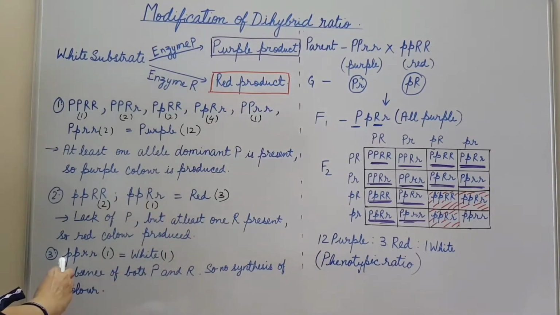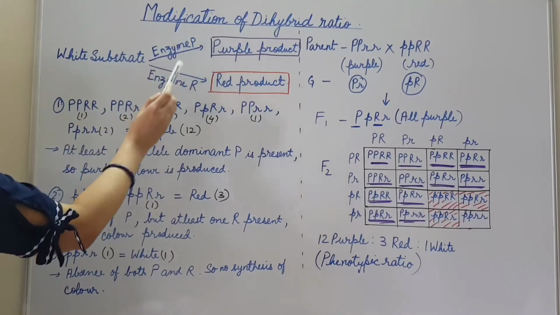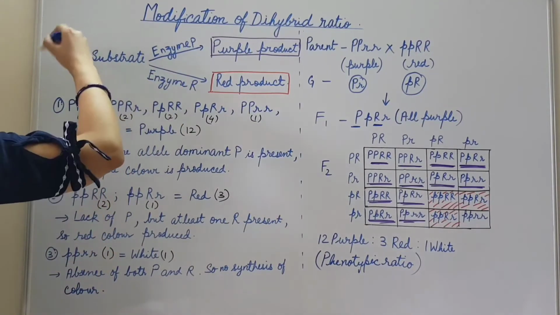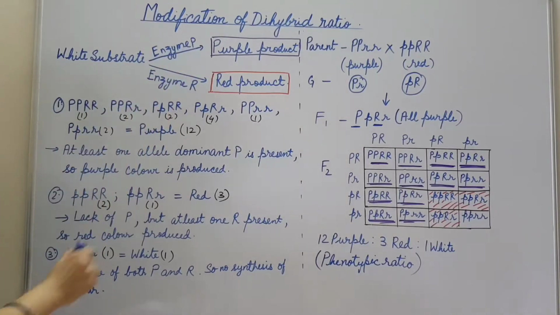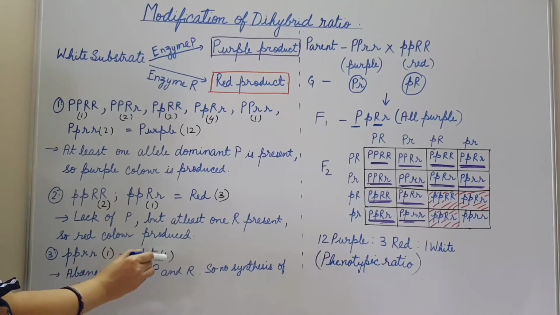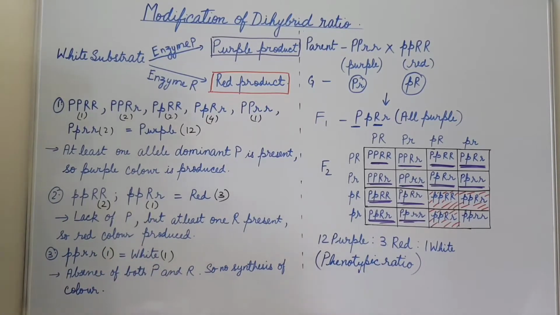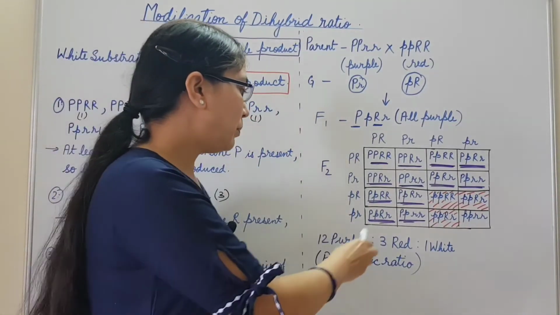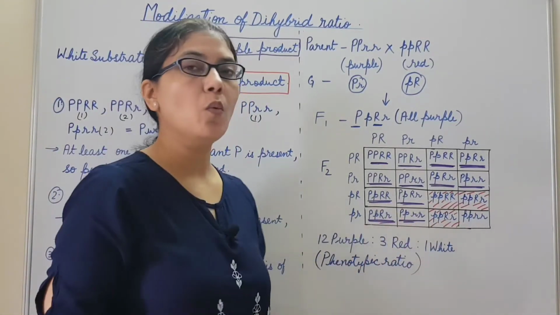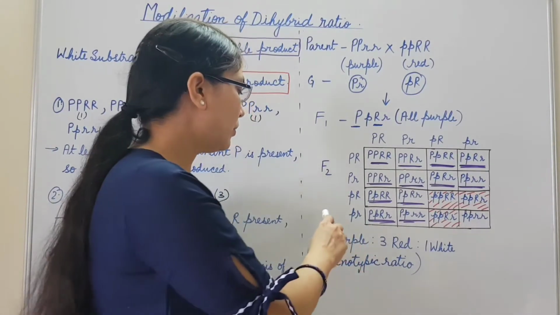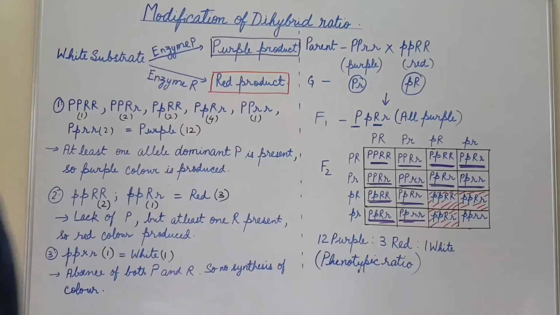is 3. If we see this genotype, it has both homozygous recessive P and homozygous recessive R. So here both the dominant P and dominant R are absent. So there is no functional enzyme P or functional enzyme R. Hence this white substrate is not converted into any colored product. So the plant that we get has white flowers. And here the number is 1. So in this way we get 12 purple, 3 red and 1 white flower color plants. So the phenotypic ratio is 12:3:1.